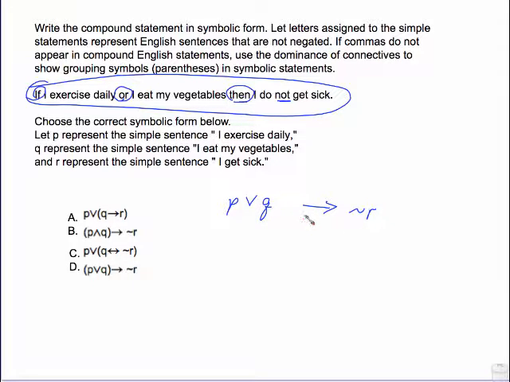Do we need parentheses anywhere? Yes, we do, because there's no comma in the sentence up here. I have to follow the dominance of connectives. The arrow right there would tell me that kind of breaks it down, and the P or Q will have to go in the parentheses together, then the arrow, and then the not R, and that is this right here.